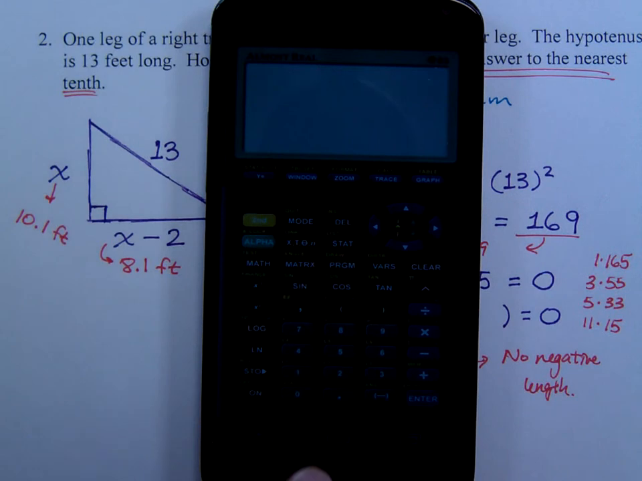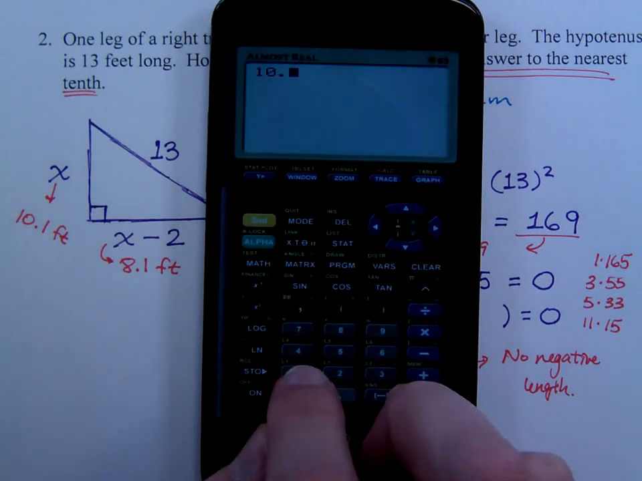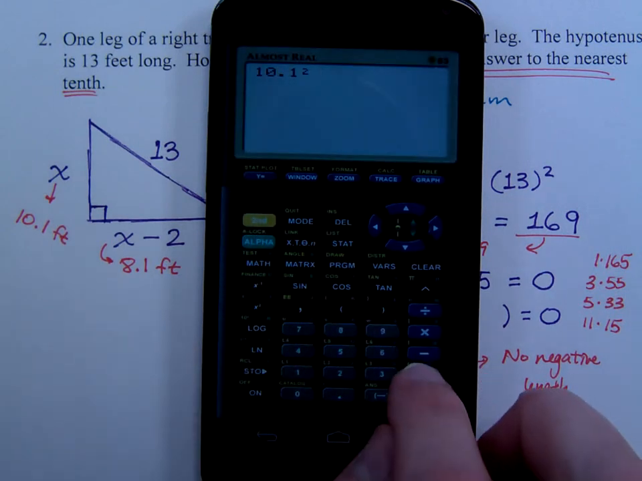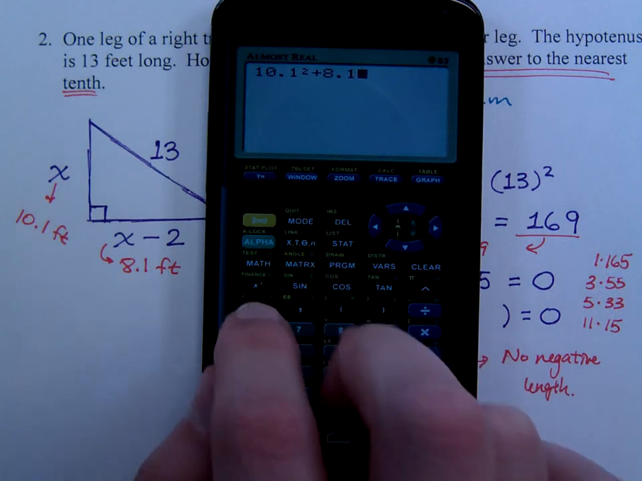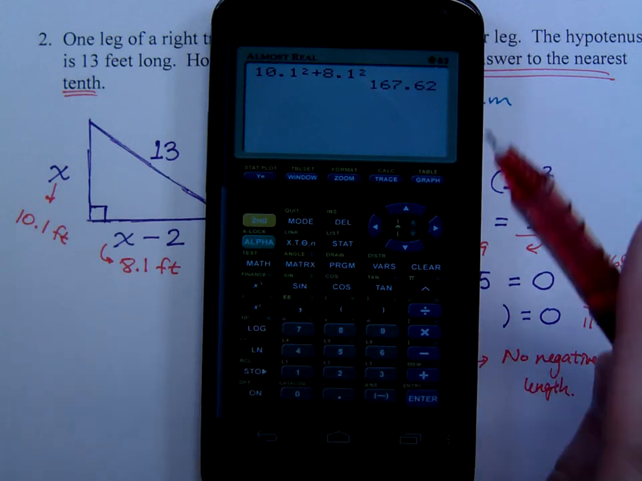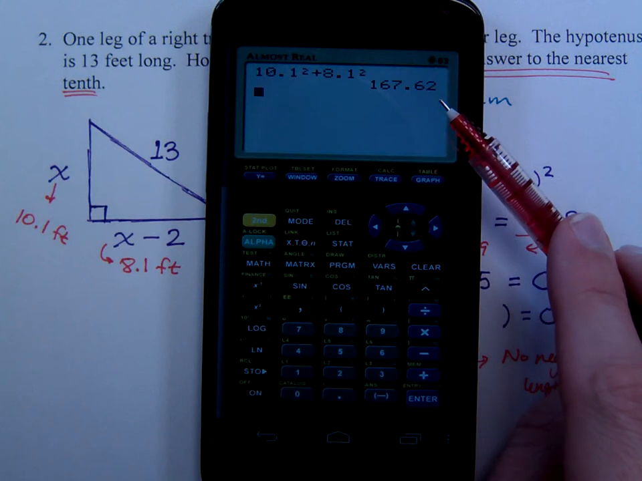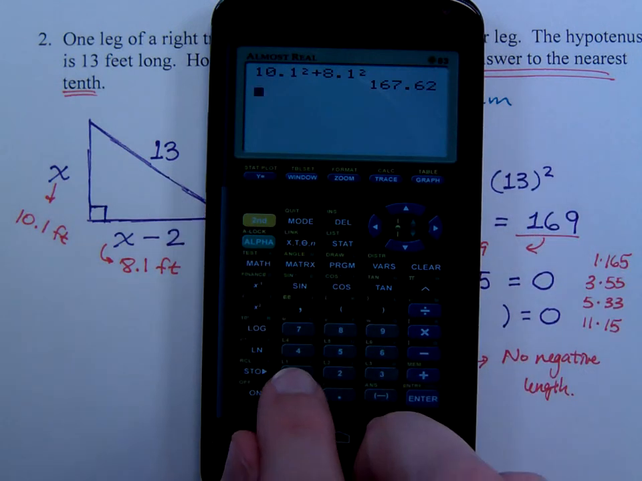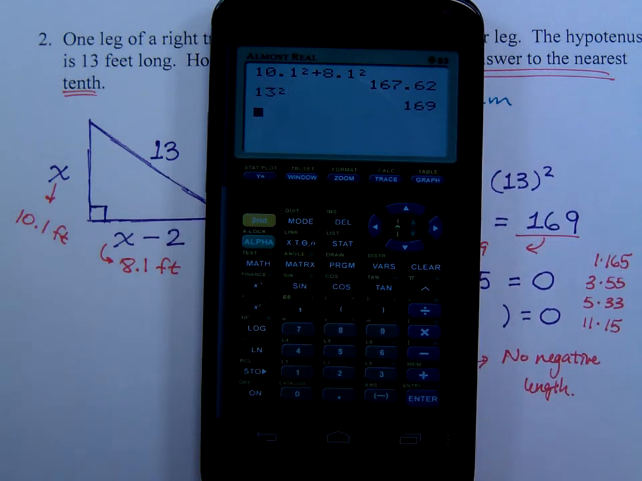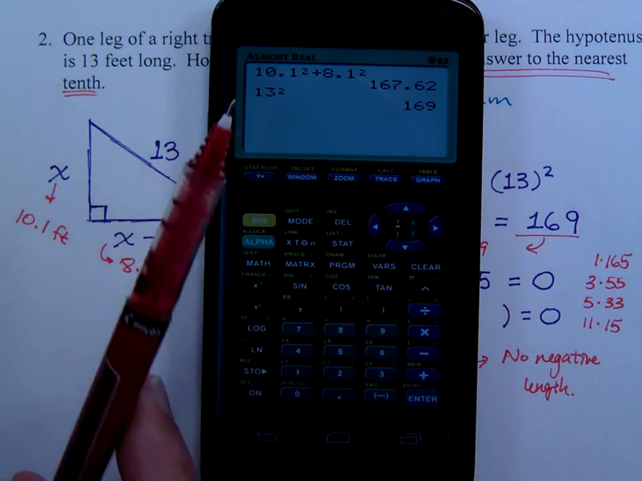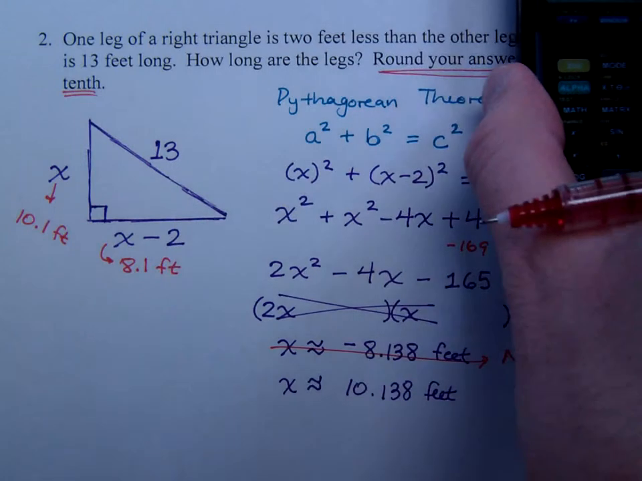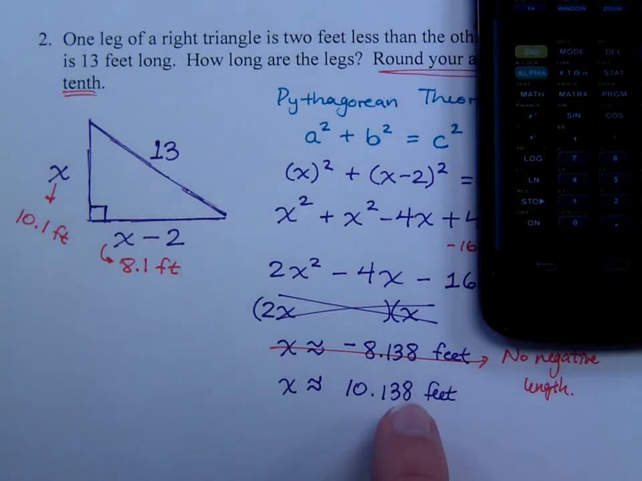if I quit out of this and if I tried 10.1 squared plus 8.1 squared, that's 167.62, so it's not exactly what 13 squared equals, but it's close enough. You understand that when we had 10.1, we rounded that from 10.138. So we're rounding down, so our estimate should have been off.